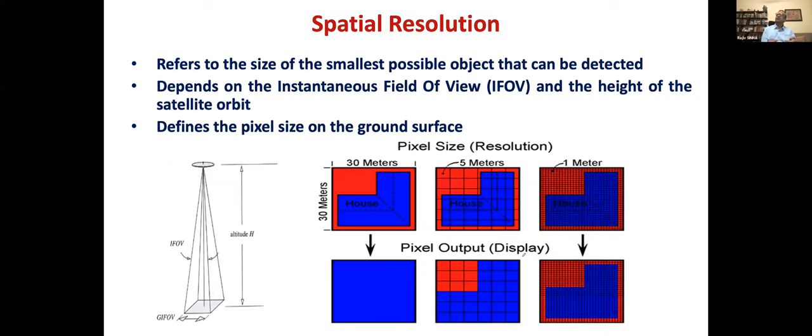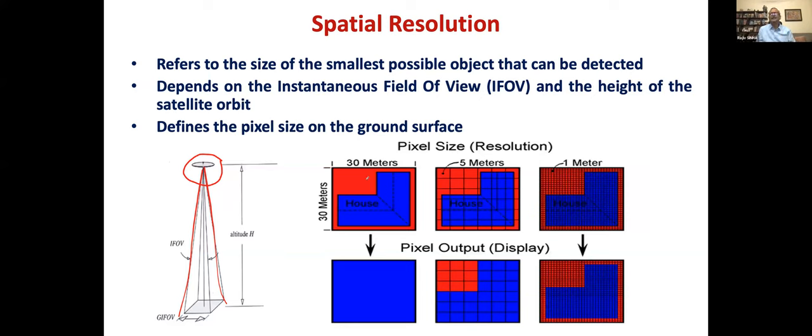Now, let's talk about the resolution part of it, spatial resolution. Spatial resolution primarily refers to the size of the smallest possible object which you can detect on your image. This will primarily depend upon what is called the instantaneous field of view, the IFOV of the sensor, which is what is shown here. Obviously it will be a function of the height at which your sensor is sitting, because as you increase the height, your resolution will decrease. So spatial resolution is defined in terms of the pixel size.